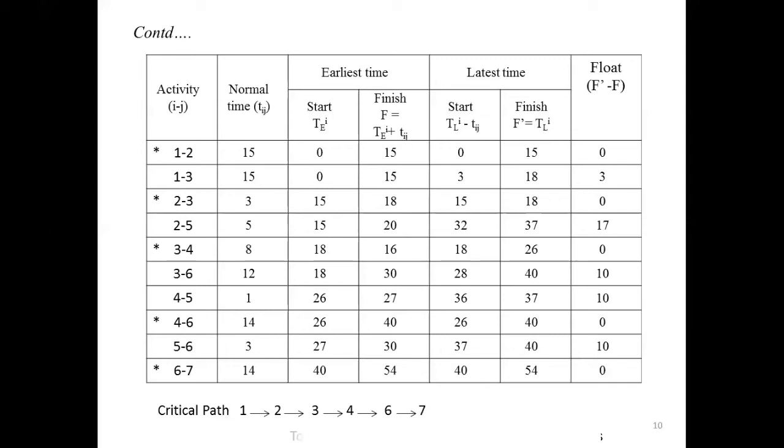After finding the critical path, you need to calculate the total project duration. The total project duration is given by, for 1, 2, the activity time taken is 15. Here write 15. For 2, 3, the time is 3. Here you write 3. For 3, 4 is 8. Here you write 8. For 4, 6 is 14. Here write 14. For 6, 7, you have 14. Here you write 14. Then you get 54 days. This is the solution for the given problem.